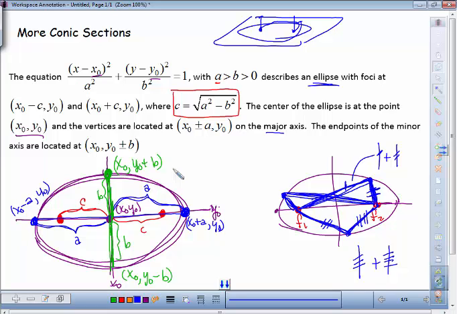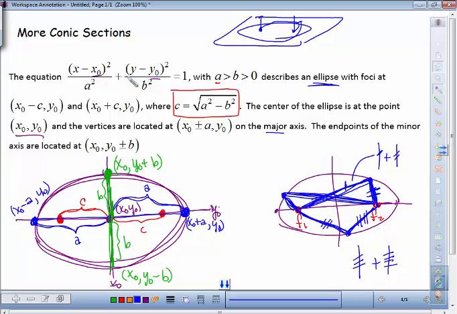How about the equations? This is the standard equation, and the ellipses that you will run into may not look like this at first, but you have some algebra to do to make it look like this. If you were to look at a couple of equations, how would you know if something is a parabola versus an ellipse? Not quite. How about the equation?